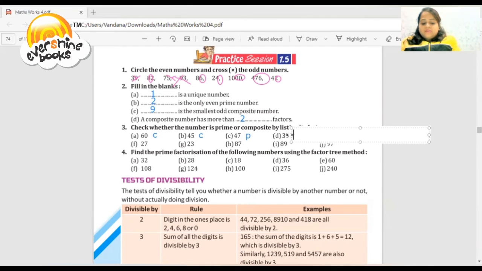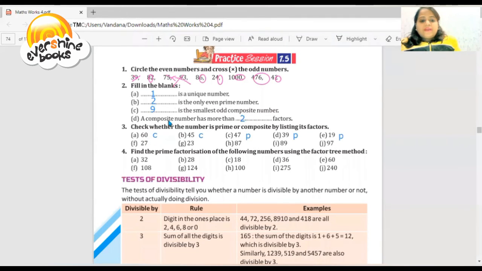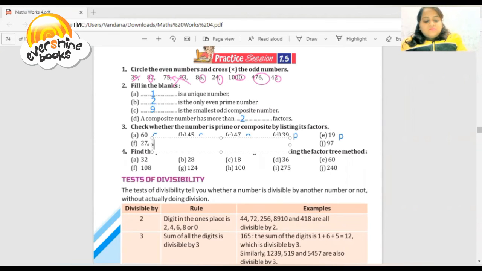Okay. 39 is your prime number, and it's your prime number. 27 is your, yes, come on, tell me what is the number. 27 is a prime number or composite number? So here you will write 27 is your, yes, 27 is your prime number because it has only 2 factors. Okay.